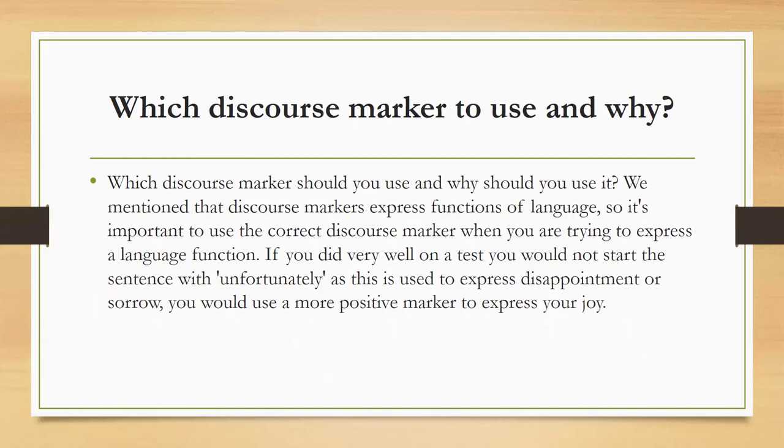So we have mentioned earlier that discourse markers express functions of language. So it's important to use the correct discourse marker when you are trying to express a language function. If you did very well on a test, you will not start the sentence with unfortunately, as this is used to express disappointment or sorrow. You would use a more positive marker to express your joy. Okay, so you need to know the discourse marker and when to use it so that you don't use the wrong discourse marker at the wrong point.